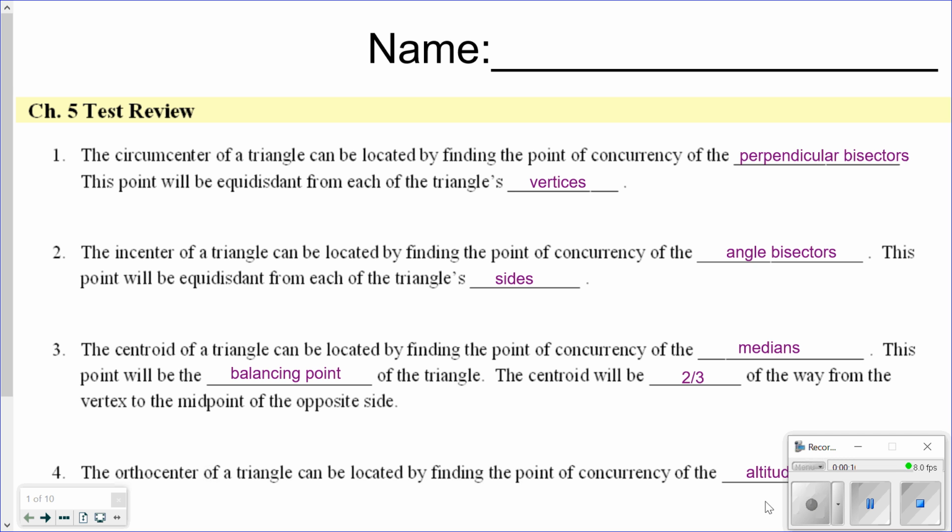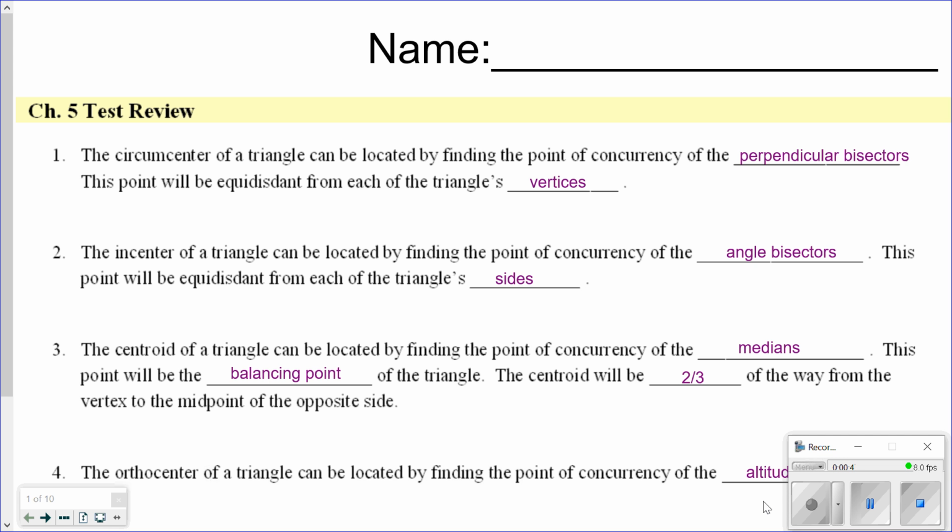Now the first part of the study guide is all vocab terms. So for number 1, the circumcenter of a triangle can be located by finding the point of concurrency of the perpendicular bisectors. This point will be equidistant from each of the triangle's vertices. Number 2, the incenter of a triangle can be located by finding the point of concurrency of the angle bisectors. This point will be equidistant from each of the triangle's sides.